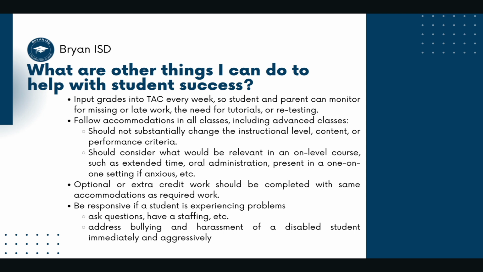Another thing to keep in mind is that any optional or extra credit work that you may provide to students, those should also be completed with the same accommodations as required work. Again, that 504 plan is going to apply to all situations and all student work regarding accommodations. And finally, be responsive if a student is experiencing problems. Ask questions, have a staffing. Address bullying and harassment of a disabled student immediately and aggressively.